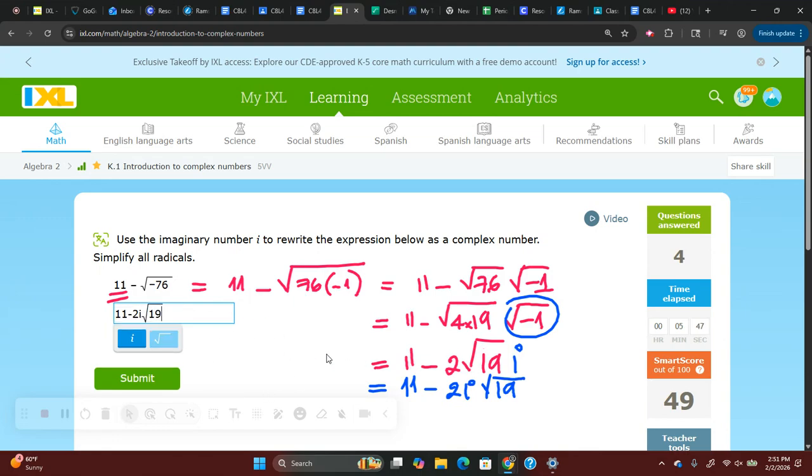So make sure you simplify your square root. The square root of 76, make sure you simplify it to 2 square root of 19.